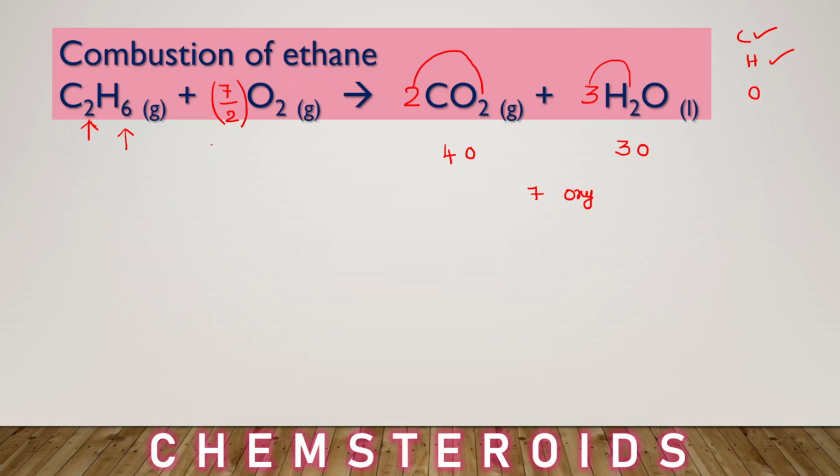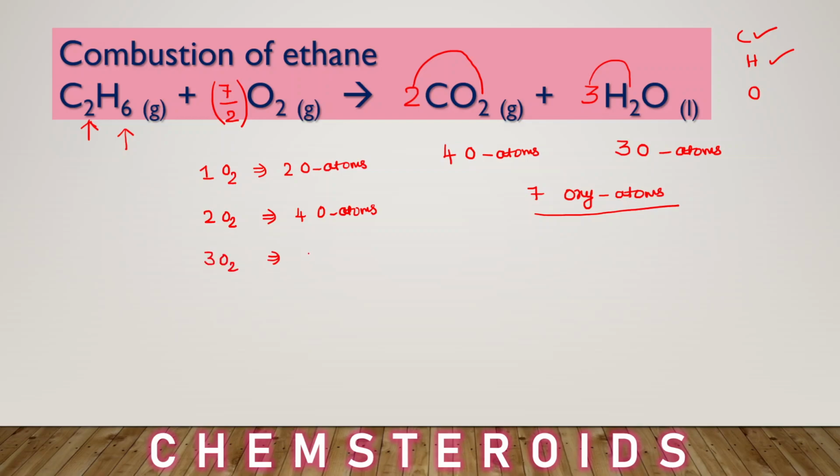This can be considered in another fashion also. When I write one O2, what does that indicate? That indicates two oxygen atoms. Here I've got four oxygen atoms and three oxygen atoms. So total seven oxygen atoms on the right side. So if I write 2O2, that's going to become four oxygen atoms. If I write 3O2, then that is going to be six oxygen atoms.